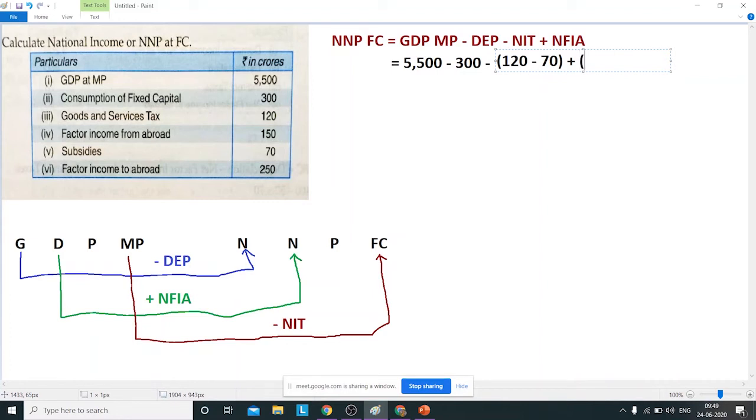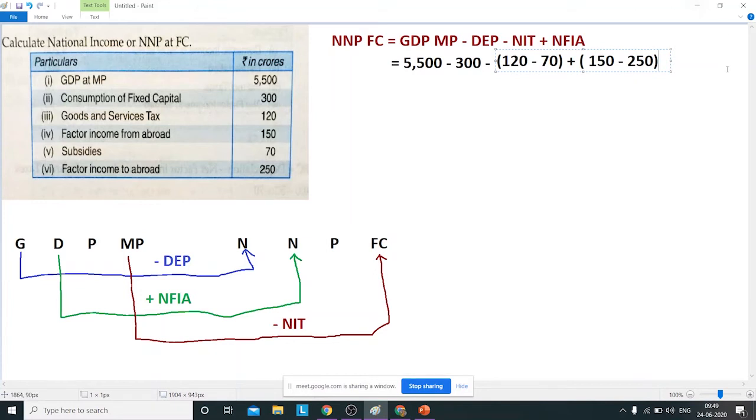So we have to find out NFIA. What is the formula for NFIA? Factor income from abroad minus factor income to abroad. Okay, so write down that factor income from abroad minus factor income to abroad. So how much is factor income from abroad? 150 minus factor income to abroad, how much is it?